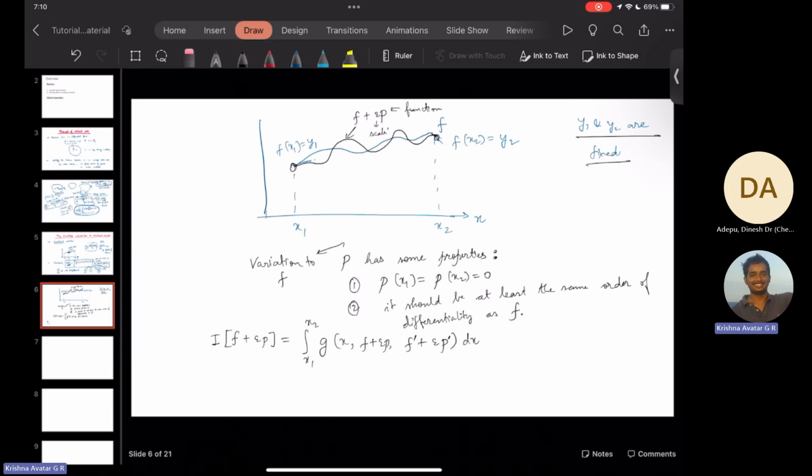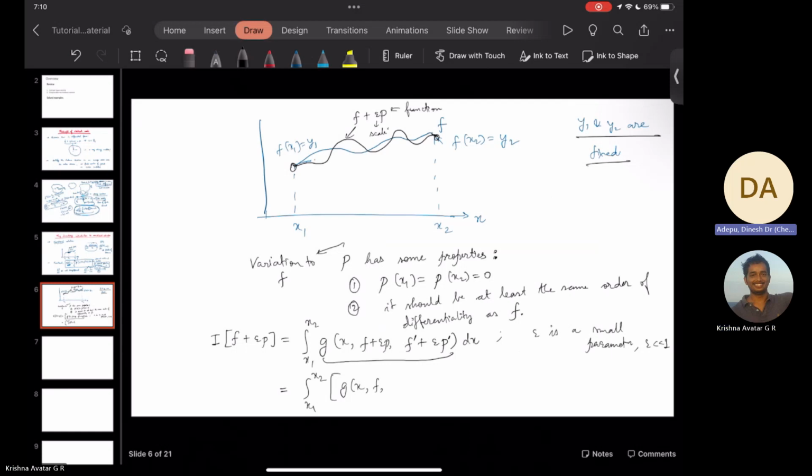And before that, what we see here is epsilon p is here, f is here. However, epsilon is a small parameter, isn't it? Epsilon is very small compared to 1. So can we not expand the integrand about epsilon equal to 0? We can, right? We'll use a Taylor series. So it's like we are doing some multivariate expansion, isn't it?